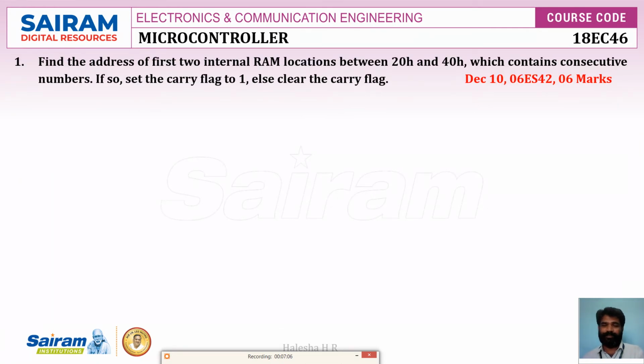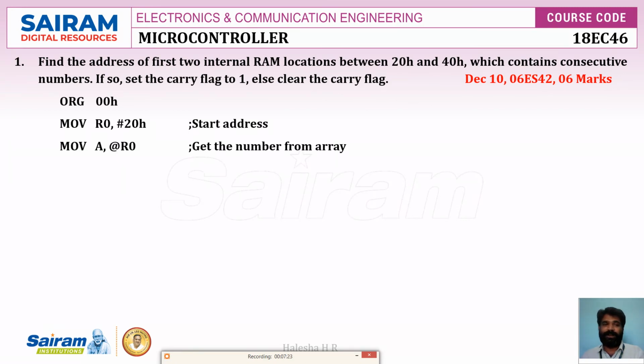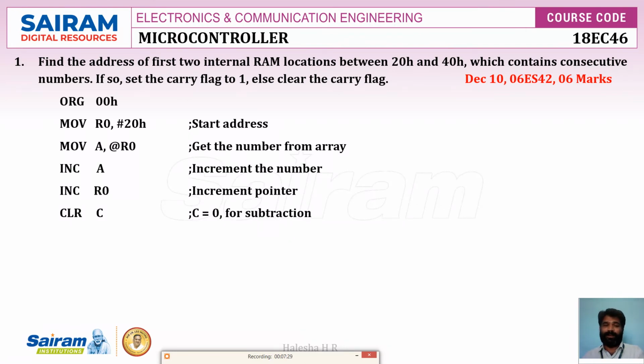So in the exam, we need to write a program with comments. So start with 0, get the number. Make R0 point to the start address. So move R0 comma hash 20H, that is the start address, and get a number from an array. Increment the number, increment the pointer, clear carry for the subtraction instruction, subtract.